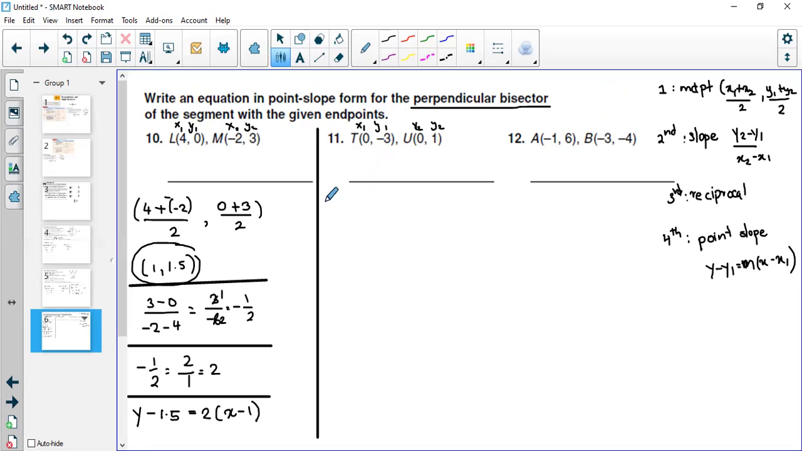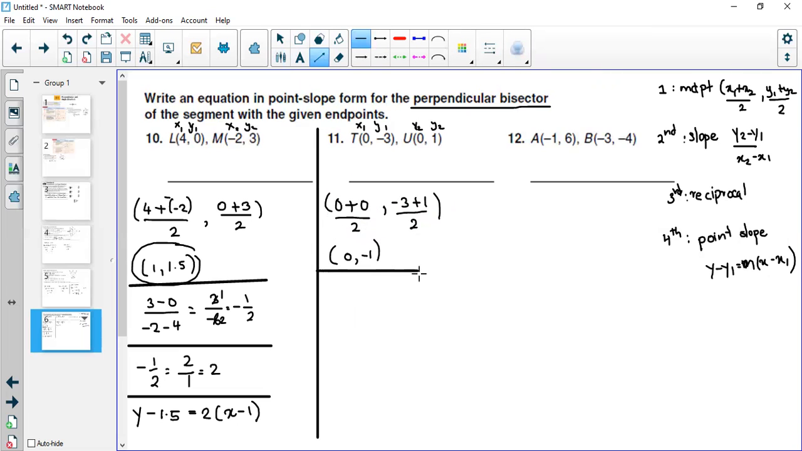To find the midpoint, this is going to be x1, that's 0, plus x2, which is 0, divided by 2, then y1 plus y2 divided by 2. That means your midpoint is going to be 0. 0 plus 0 is 0, divided by 2 is 0. Negative 3 plus 1 is going to give you a negative 2, right? Negative 2 divided by 2 is going to be negative 1. So (0, -1) is going to be the midpoint.